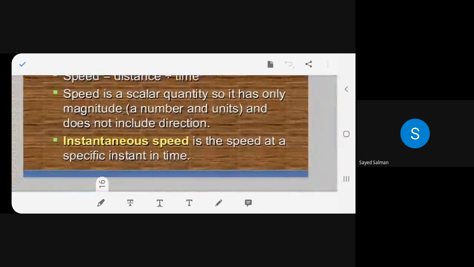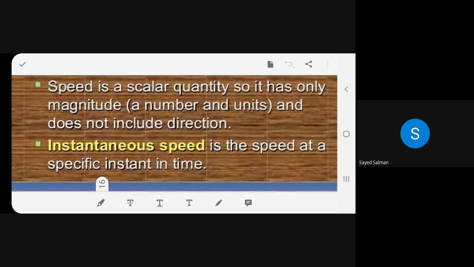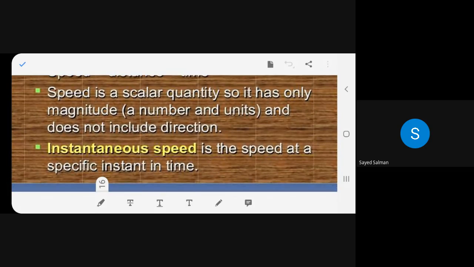Okay. Now we will come to another type of speed that is called instantaneous speed. What is it? Instantaneous speed is the speed at a specific instant in time. That means if I ask you, just give me the speed right now, that will be instantaneous speed. At that particular moment, I want the speed of your vehicle. That will be taken as instantaneous speed.